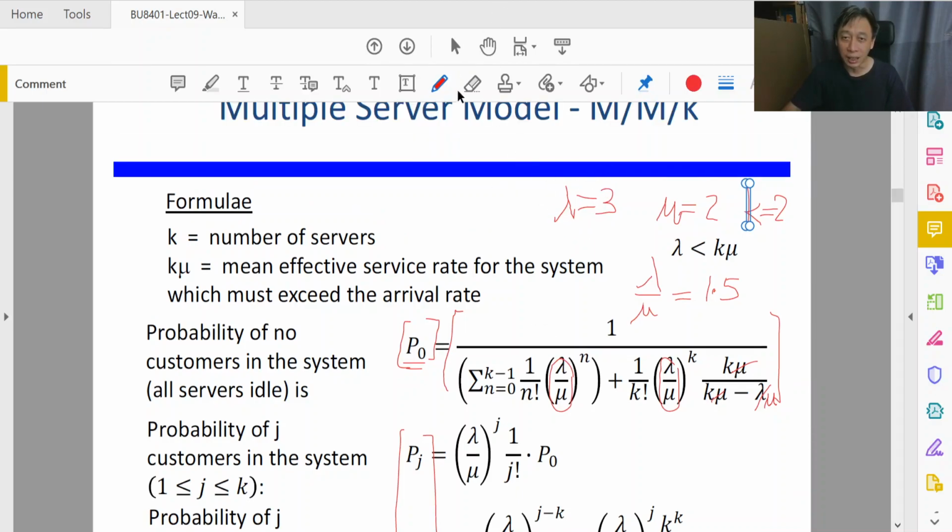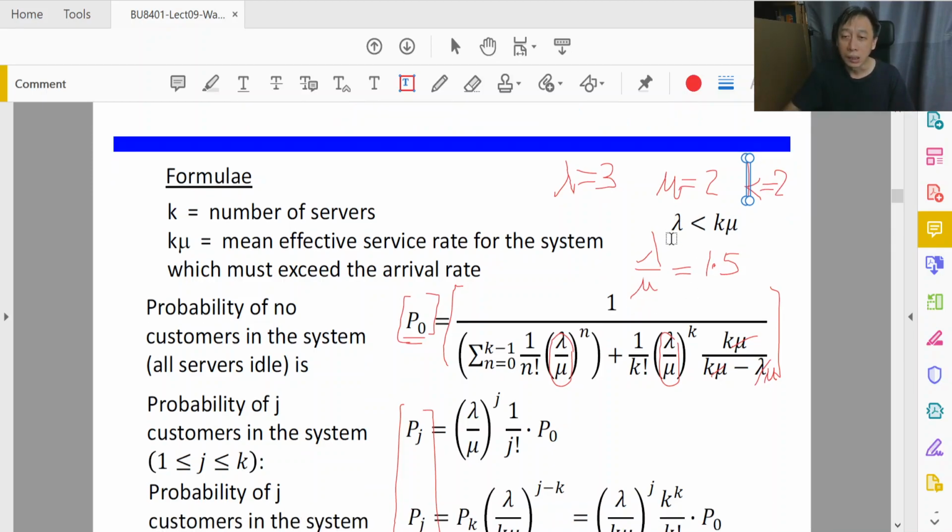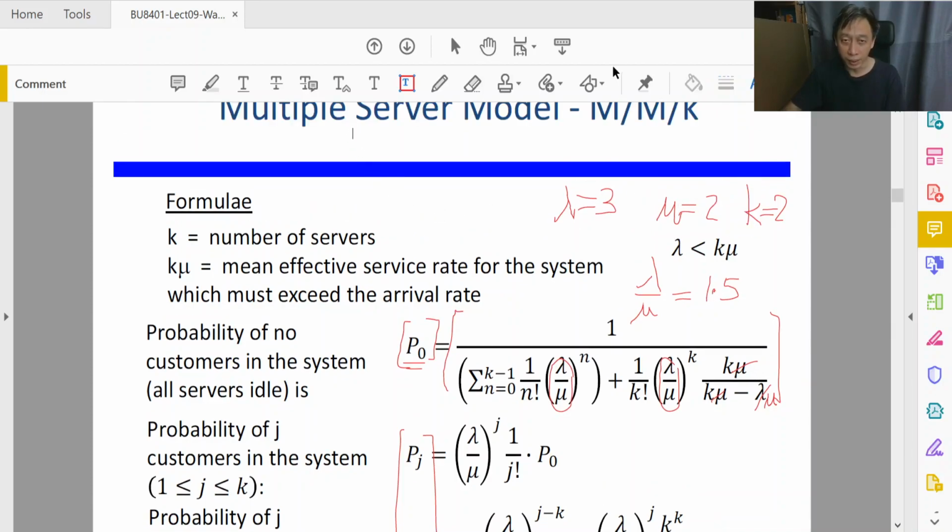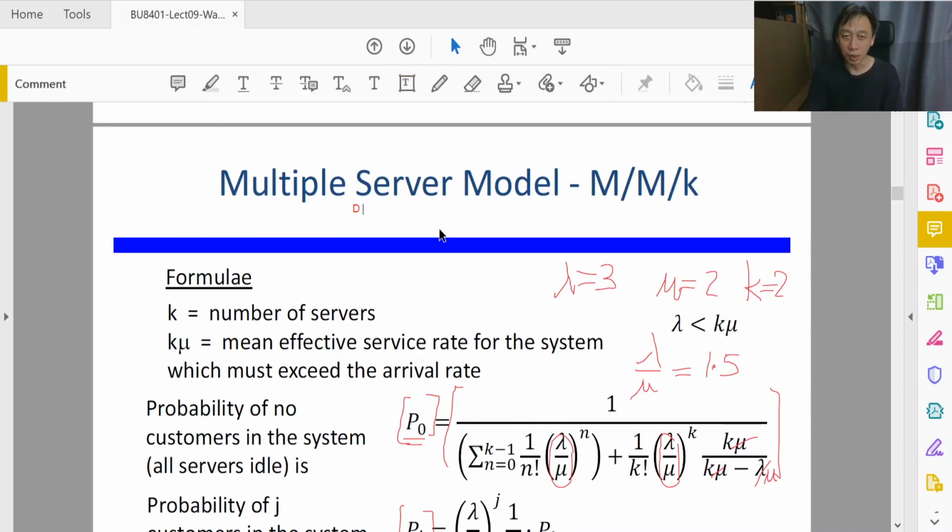Let's do this as an example. We have lambda equals 3, mu equals 2, k equals 2 servers. Check that lambda is less than k times mu, right? So the system is stable and can survive. Calculate lambda over mu: that's 1.5 because 3 divided by 2. We'll focus on the denominator first. The denominator d will be the summation of 1.5 to the power of 0 divided by 0 factorial. So first set n equals 0.